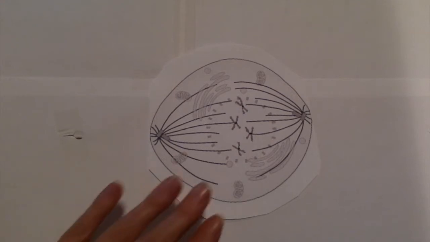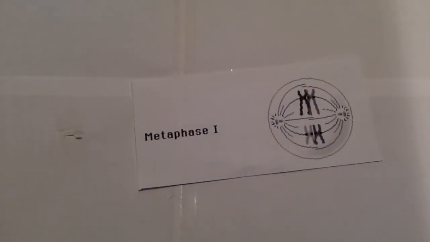Metaphase 1. During metaphase 1, all that happens in prophase and prometaphase 1 is resolved. All the chromosomes are perfectly lined up, and the centrioles are on perfectly opposite poles.